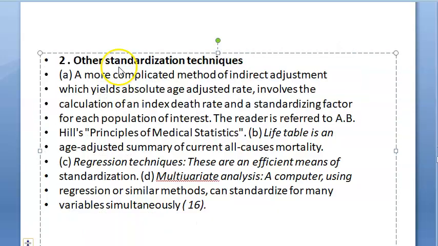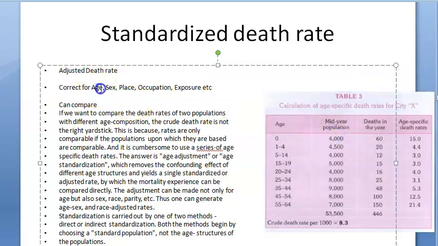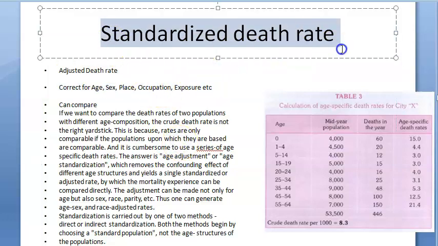There are some other standardization techniques. Please understand, we are not going to the details of any of this. As crude death rate was not allowing you comparison, even age specific death rate was not allowing comparison. You want to have all factors taken into account, not just age. You take gender, place, occupation, exposure. You take everything into consideration, and then you get the standardized death rate, so you can compare. That's it. Bye bye.